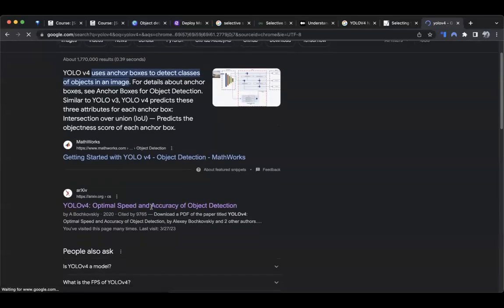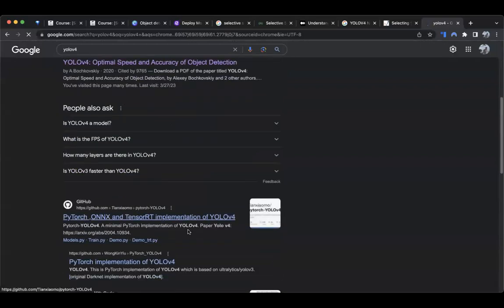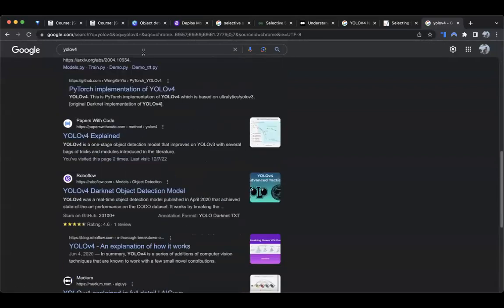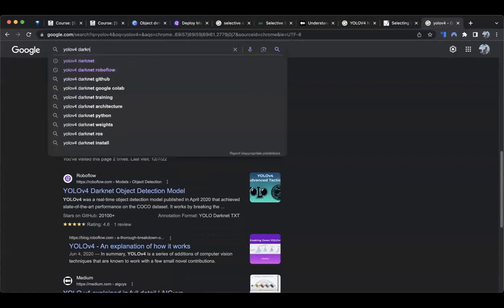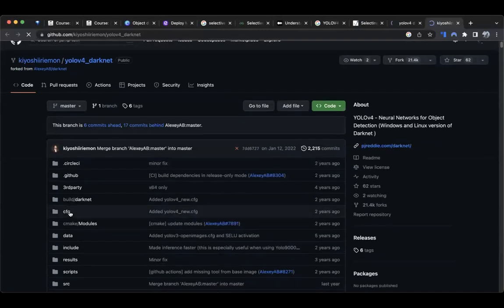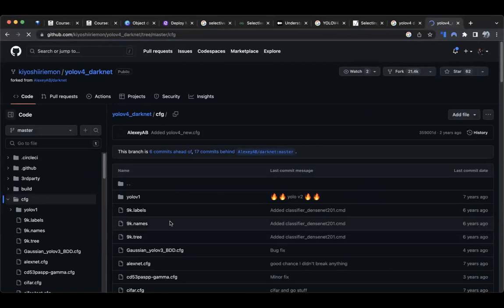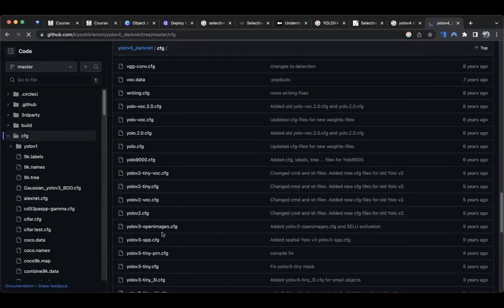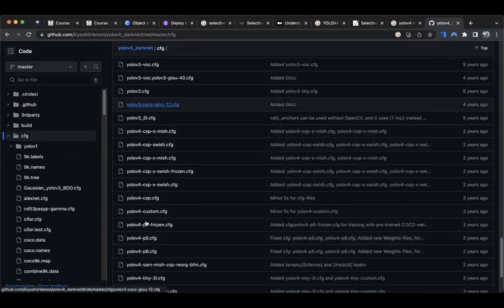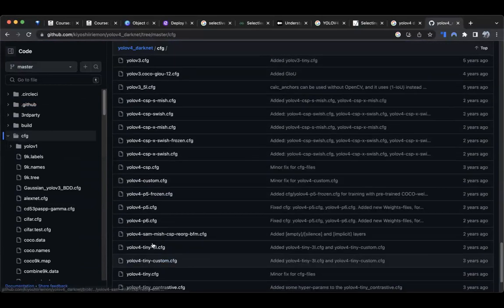Let's go to the actual YOLO v4 code. We will do this a lot during the lab part of this course, but let's go with YOLO v4 darknet. Here it is. Let's go to the configs. We will see these configs very well in the lab. This is going to be the only part of the lab that is actually important. Let's go to YOLO v4 tiny. Can you see it? Here's YOLO v4 tiny.